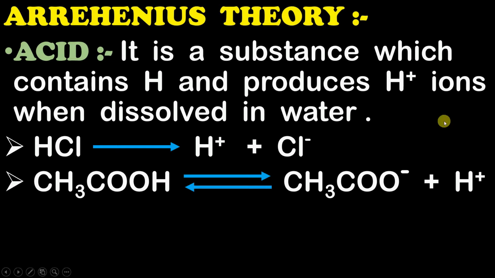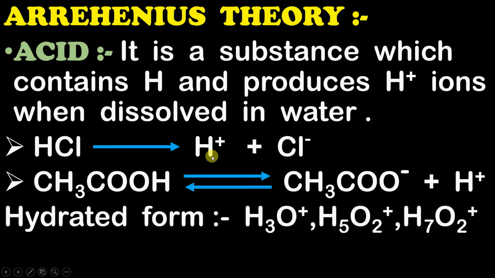Now these H plus ions that we are getting will be hydrated in water. It will get hydrated because of the water molecules, and it will not be present as H plus ions. Instead, they will be present in the hydrated form, that is H3O plus, H5O2 plus, H7O2 plus.